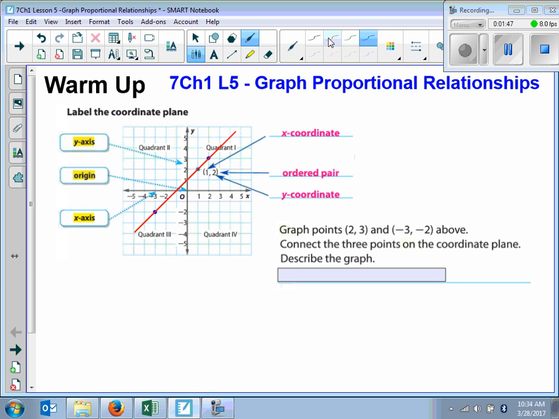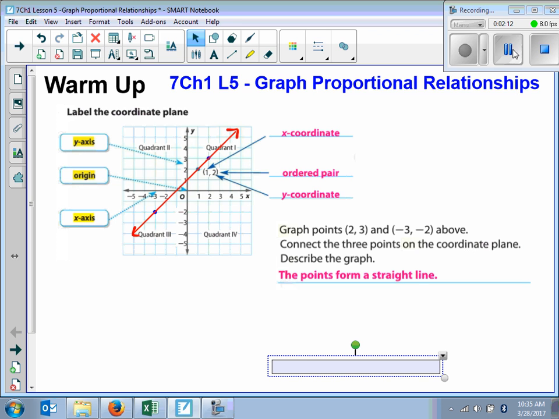And of course, when we're graphing on the coordinate plane, we want to make sure we put our arrows in there. So describe the graph. What do you think about it? Good. When I connect the dots, it's a straight line. So this is a linear function. Is everybody clear? Yep. So the points form a straight line.